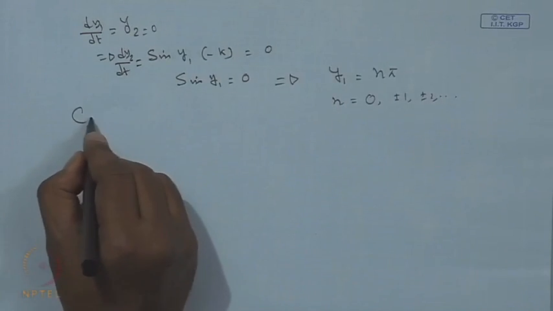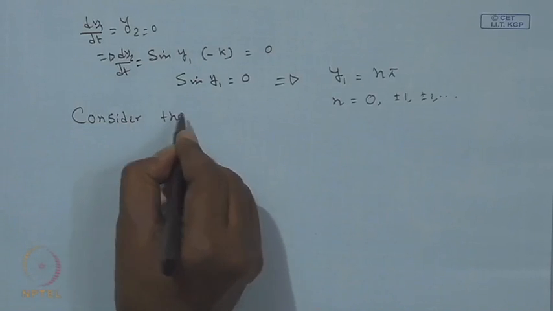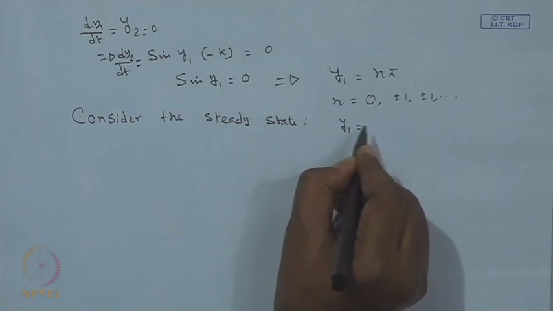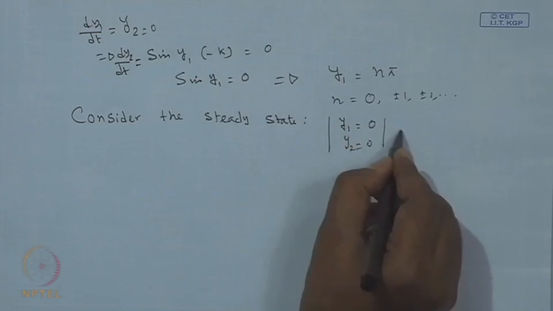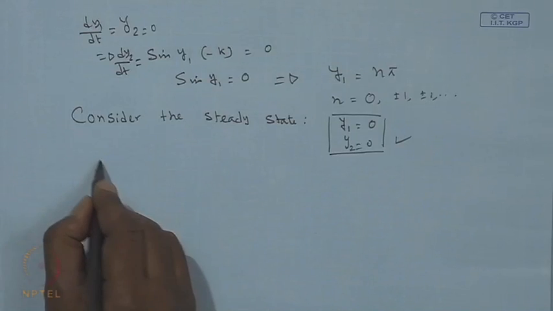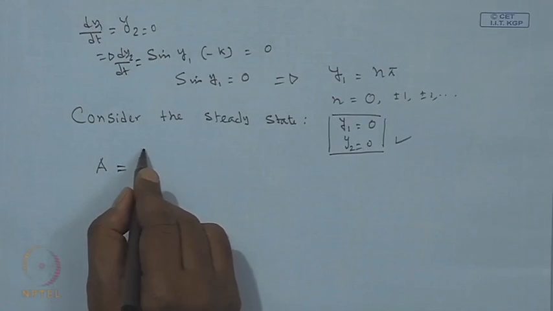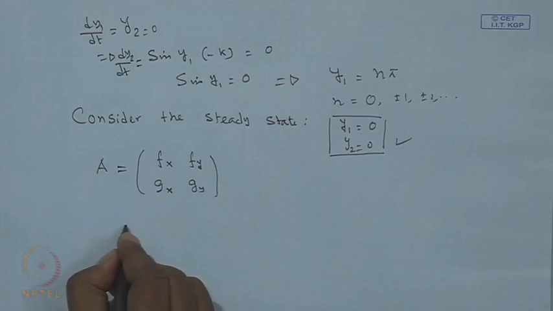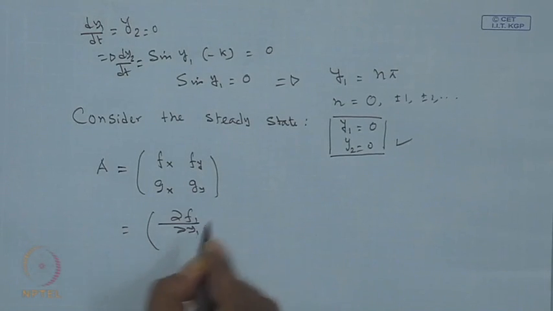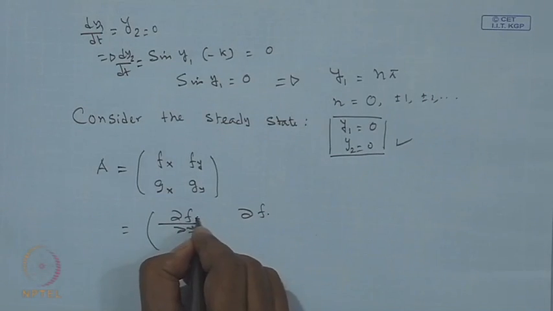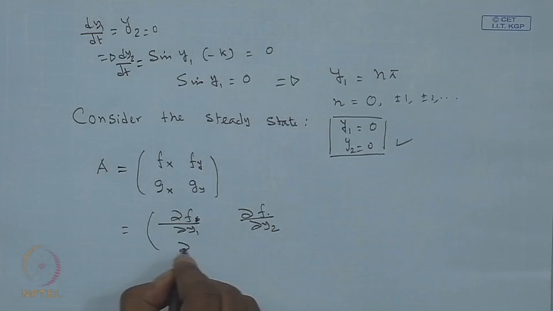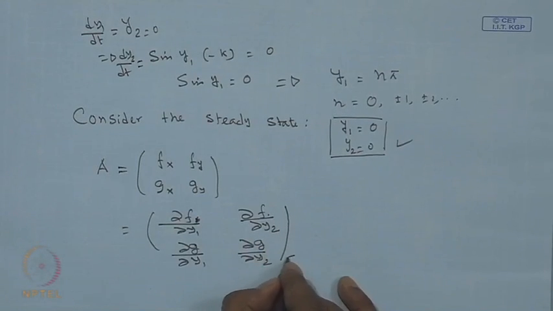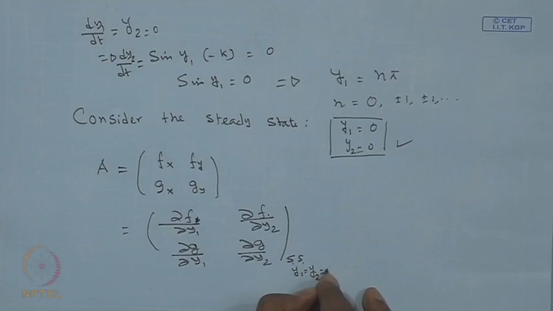Now, consider the steady state represented by these two states, y 1 equal to 0 and y 2 equal to 0. So, these are the steady states of this problem. Now, let us identify the Jacobian matrix f x, f y, g x, g y. This simply means del f del y 1, del f del y 2, del g del y 1 and del g del y 2, evaluated at the steady state. That means y 1 is equal to y 2 is equal to 0.